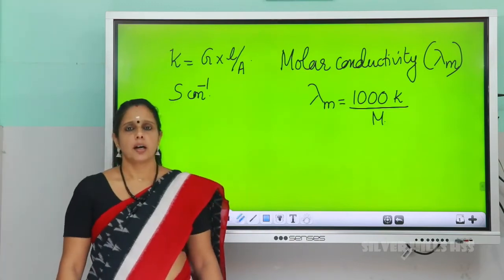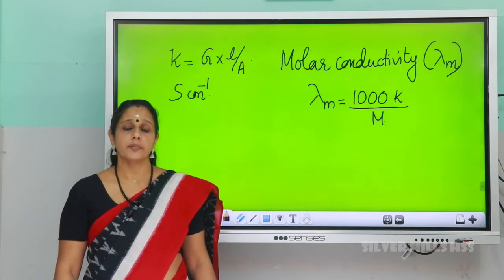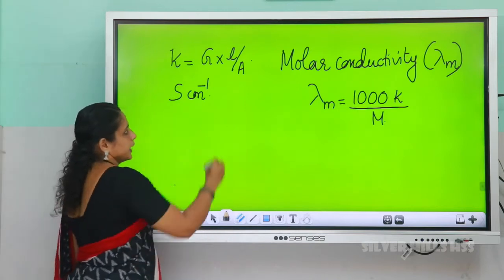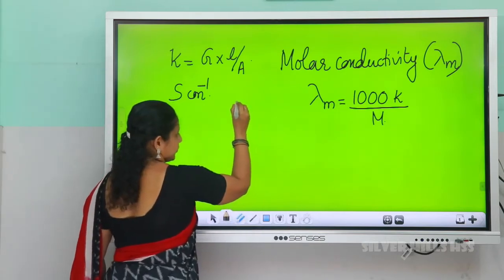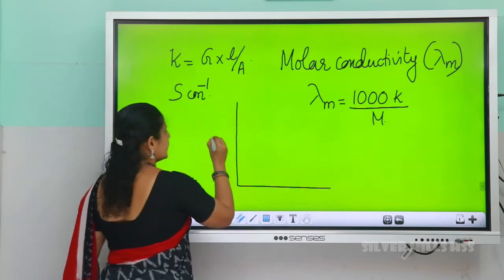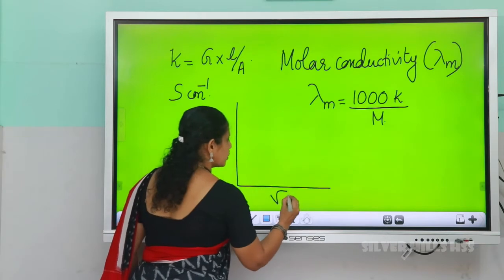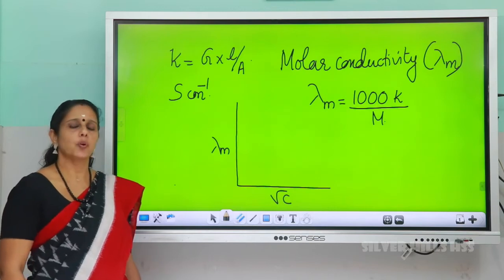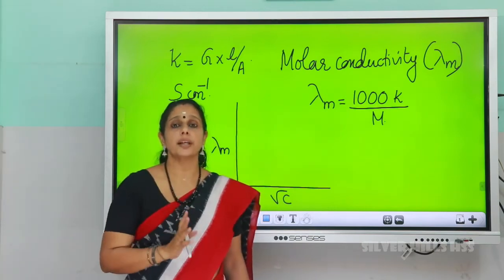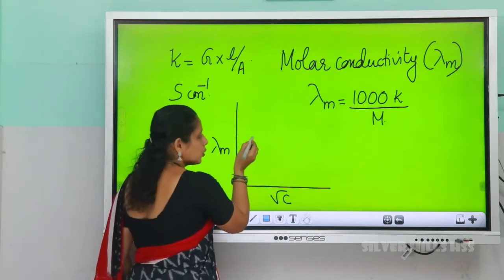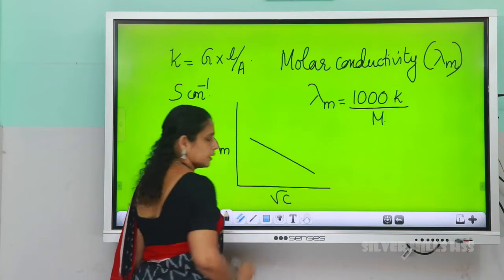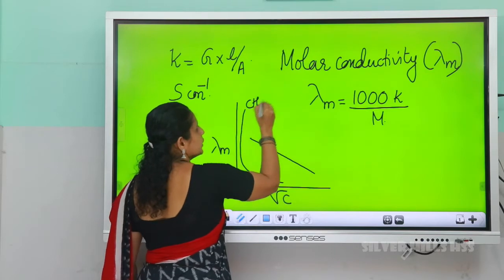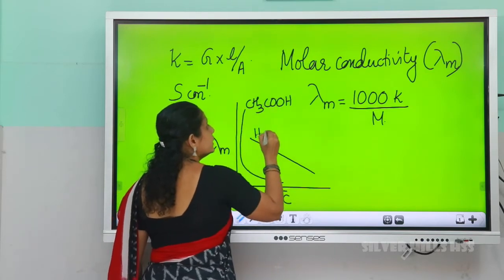Then we have to discuss how molar conductivity varies with concentration. It can be explained using a graph. When lambda m is plotted against root c, we obtain lines for strong electrolyte and weak electrolyte. For a strong electrolyte, we obtain a straight line graph. For a weak electrolyte like acetic acid, we obtain a curved graph.